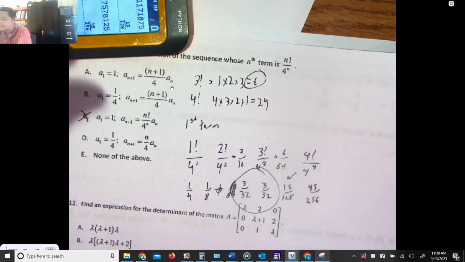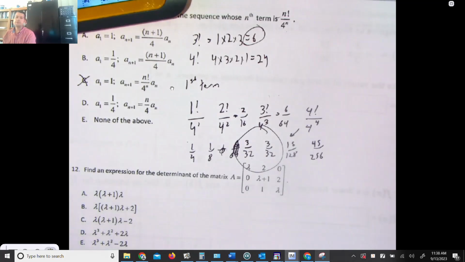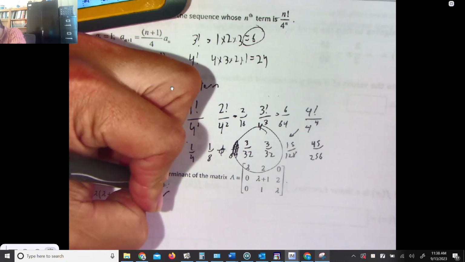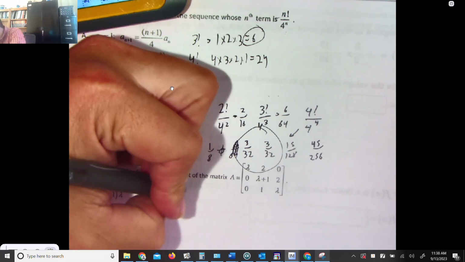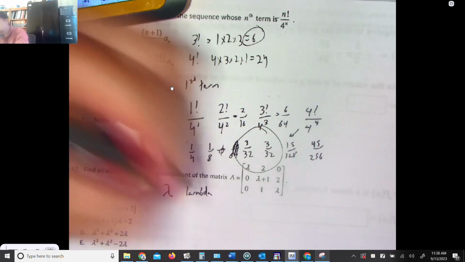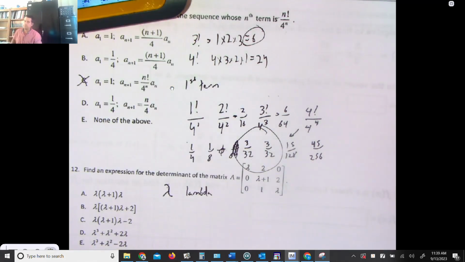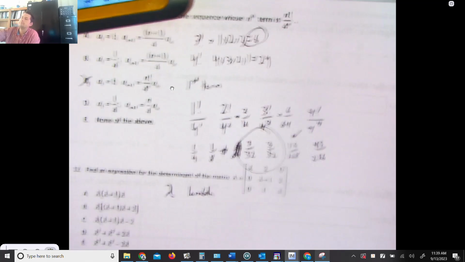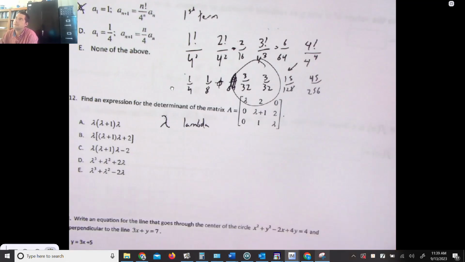All right, number 12 is find an expression for the determinant of the matrix A. And that little funny looking thing there, which I probably cannot draw, is the Greek letter lambda. It's the Greek letter lambda. And I never did determinants with you guys. Wasn't in your standards. They're not even in your standards in precalculus. They should be, but they're not. Precalculus is still going under the assumption that we taught matrices in Algebra 2, and we did not teach matrices in Algebra 2.